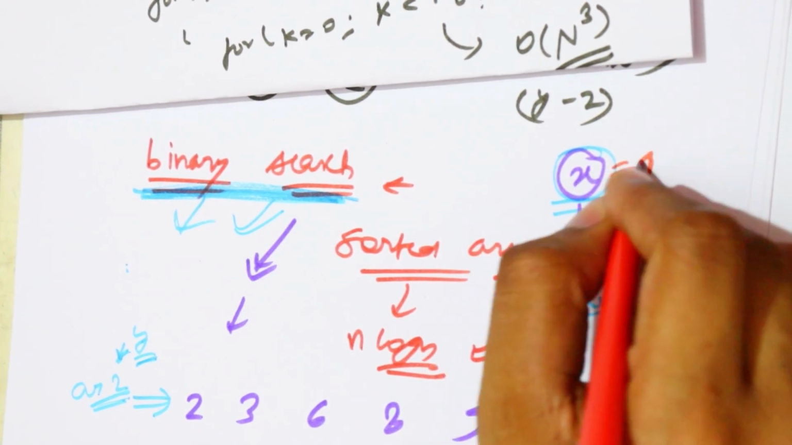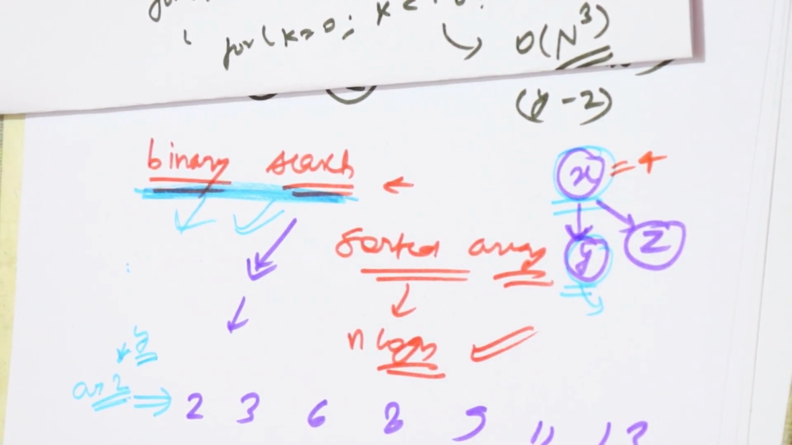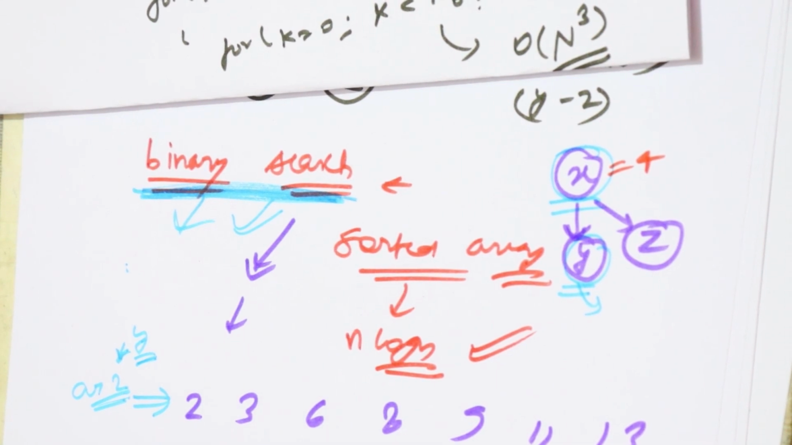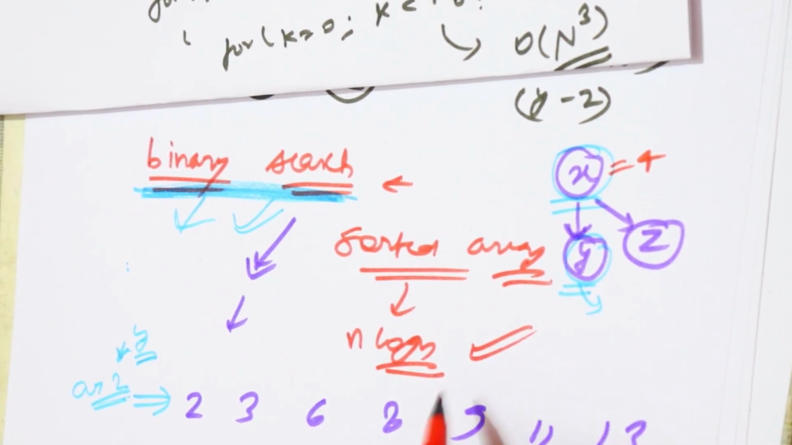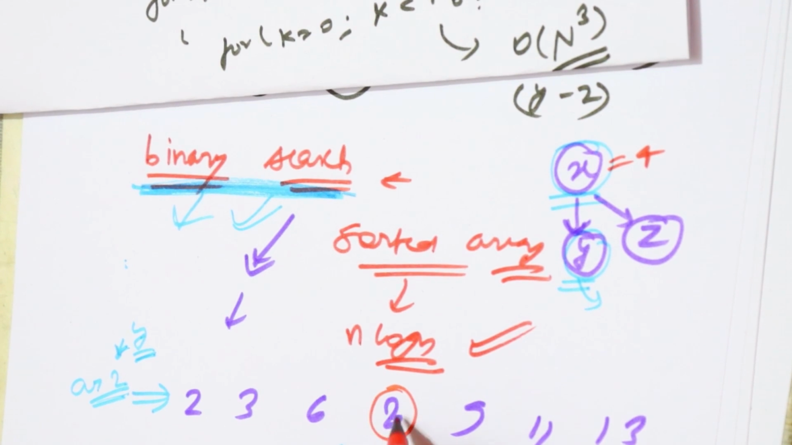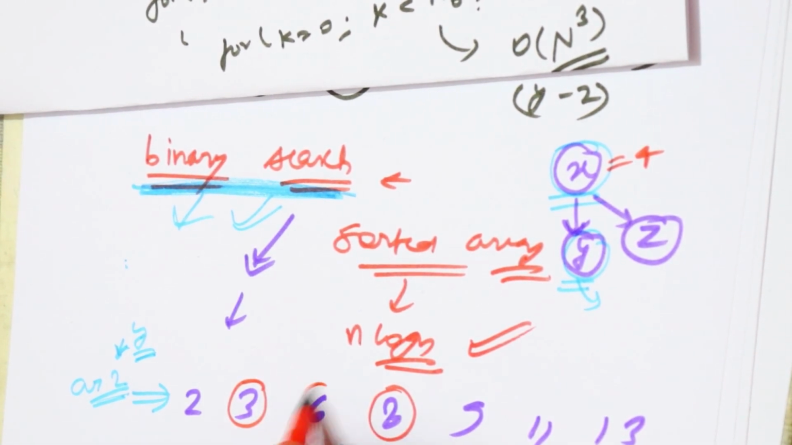Suppose it is 4. As in binary search, we will have its mid. 4 is not equal to 4, okay, it is fine. It is less, so we'll go here. It is also not equal, but it is bigger, so I will go here. It is not equal to this. But now as you can see, the array is finished.